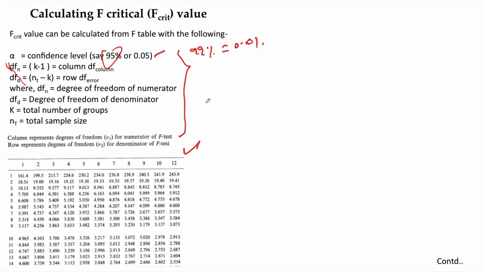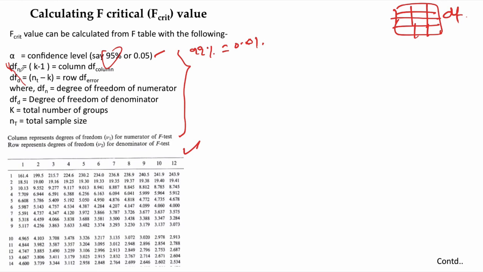Hold on for a moment. So degree of freedom dfn is nothing but k minus 1, which is the column degree of freedom. As I said, you remember when I showed the table, I explained all of this degree of freedom, n minus 1, k minus 1, correct. Hope you have understood that. And degree of freedom is nothing but nt minus k, which is the row degree of freedom.